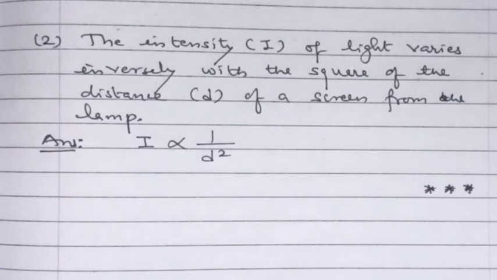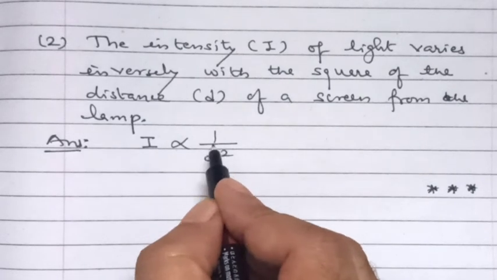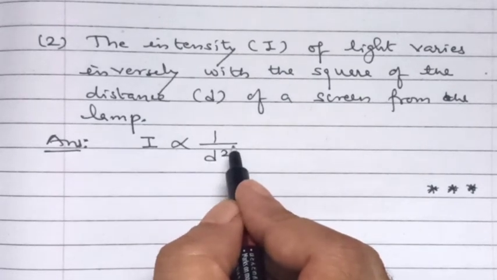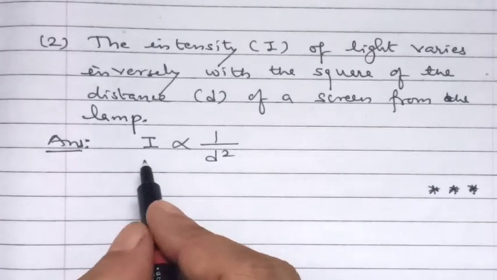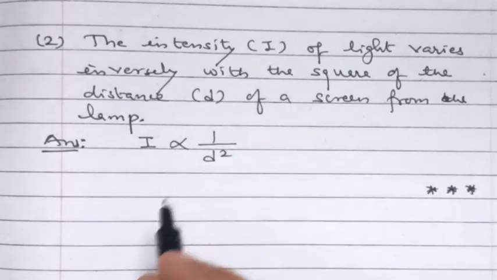Second, the intensity I of the light varies inversely with the square of distance of a screen from the lamp. So you have I and you have D. But you need square of distance, that means D square. Therefore answer will be I is proportional to, since it is inverse, so 1 upon square of distance, that is D square. So I is proportional to 1 upon D square, that is I is inversely proportional to D square.